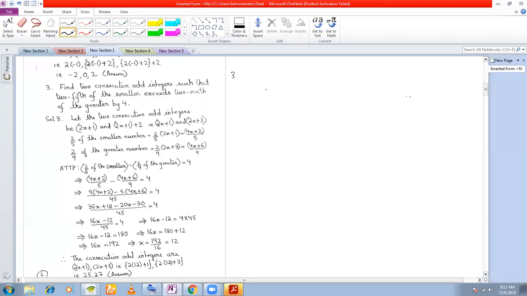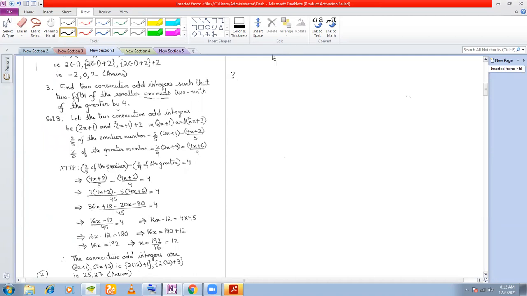Find two consecutive odd integers such that 2/5 of the smaller exceeds 2/9 of the greater by 4. What does the word exceed mean? Exceed means is more than. Okay, exceeds means is more than.